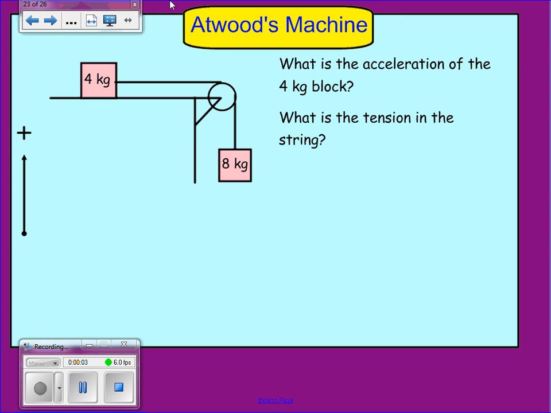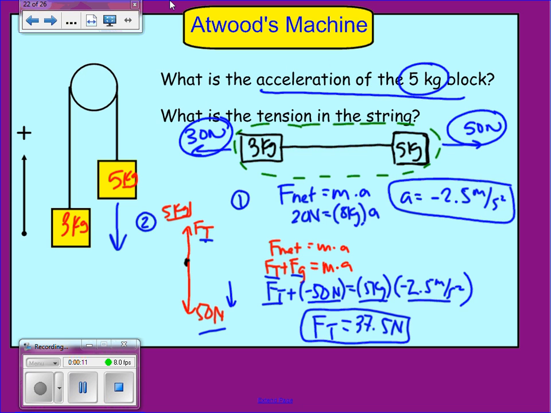All right, this video is part two of the Atwood's series. So in the first video, we looked at the first type of Atwood's machine, which was something that looked like that, if you remember the work. So the pulley was just attached to the ceiling, and you just had two masses going up and down.